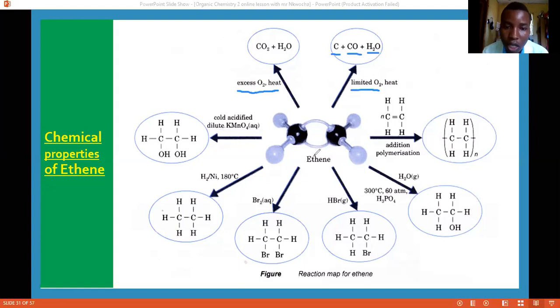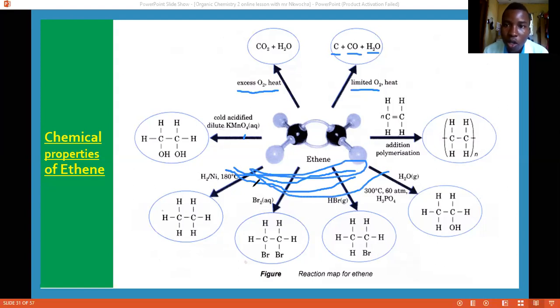Now, another reaction it undergoes is addition. Take note, all these ones here are addition reactions. I've labeled them. All these three arrows are addition reactions. Even this one is an addition reaction, but we try to call it oxidation. So all these ones are addition reactions.